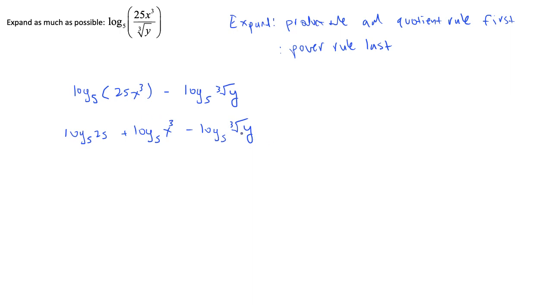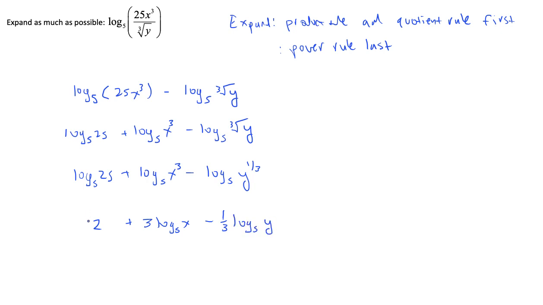What about this one? Remember, this is also a power. The cube root can be written as an exponent, so this can actually be written as log base 5 of y to the 1/3 power. And now we should be able to do the power rule last. And then, wait a minute, log base 5 of 25 is just equal to 2. So 2 plus 3 log base 5 of x minus 1/3 log base 5 of y. This is the final answer.